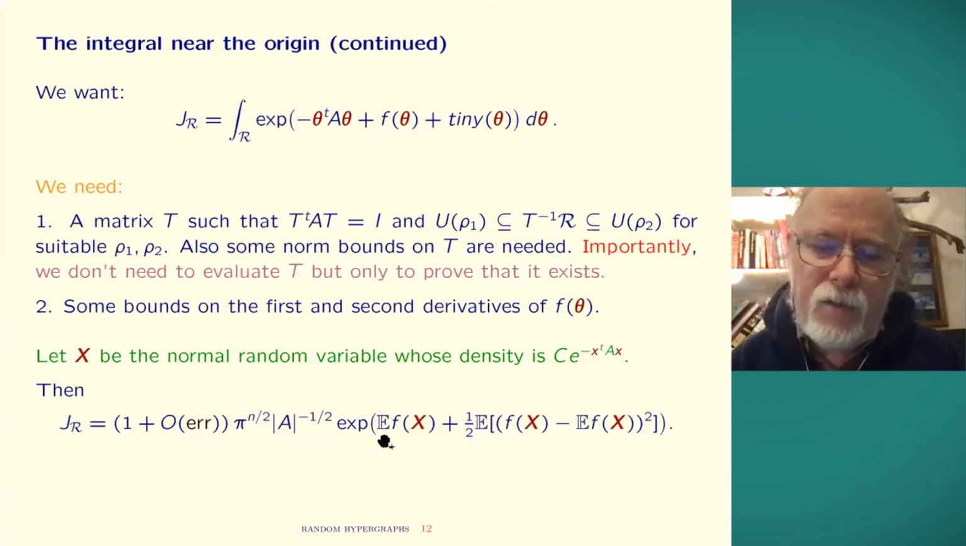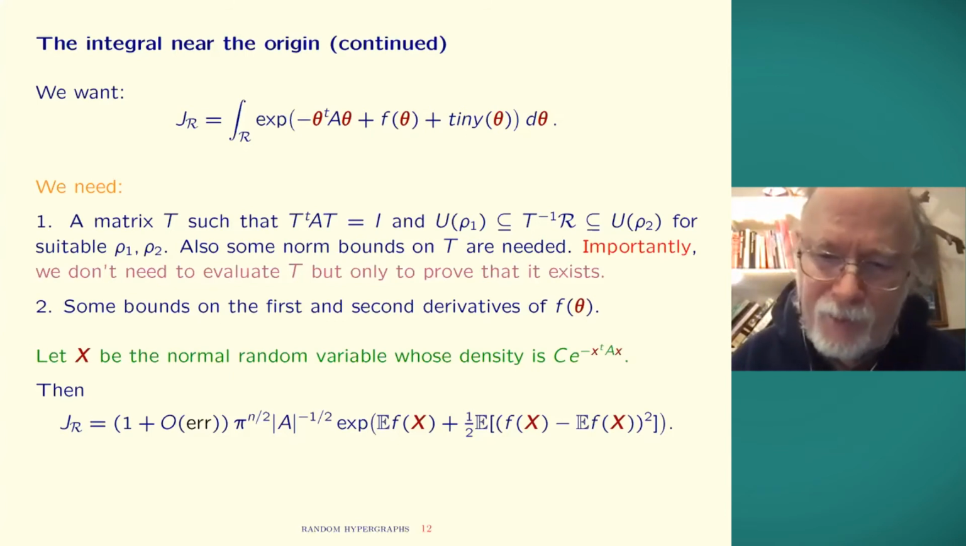And this blackboard bold E means expectation. So x is a random variable, so f of x is a random variable, and expectation of f plus half of a thing that looks like the variance, except it's not the variance because it's a complex random variable. So it's actually the pseudo variance, if you want to be fussy about terminology.